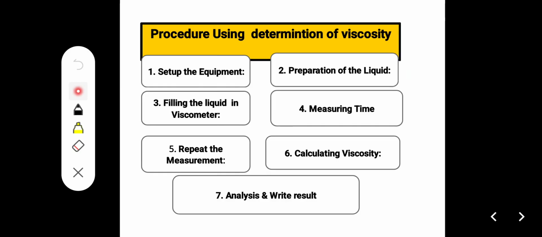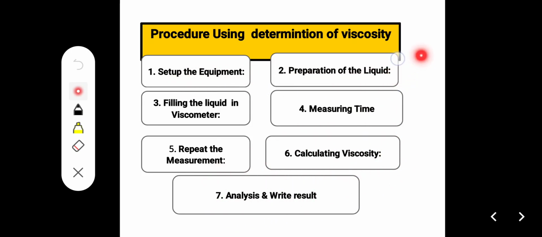Next, the procedure: how to determine viscosity. First, set up the equipment, that is the Ostwald viscometer. Second, preparation of the liquid. Third, filling the liquid in the viscometer. Fourth, measuring the time. Fifth, repeat the measurement. Sixth, calculating the viscosity. And seventh, analyze and write the result.